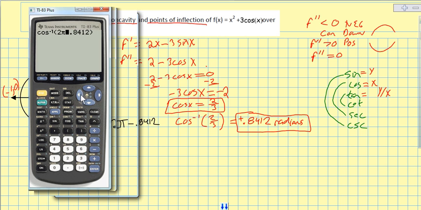Oops, I punched in cosine inverse, I'm so sorry. Change that to cosine. And it's equal to, very similar to what we had, 0.666568, so that's 2/3. So we have our 2 points. We just need to actually type in 2 pi, not 5 pi, 2 pi, subtract that 0.8412, and that's equal to 5.44.